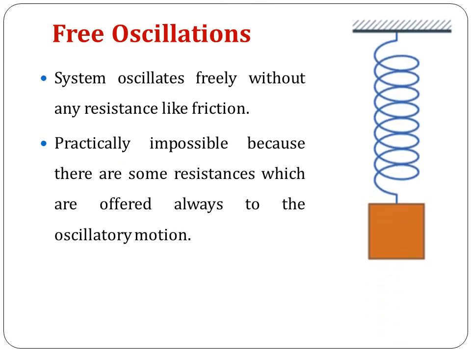The first ideal oscillation is the free oscillation. If a system oscillates freely without any resistance like friction, such oscillations are known as free oscillations. This is practically not possible because there are always some resistances which are offered to the oscillatory motion.